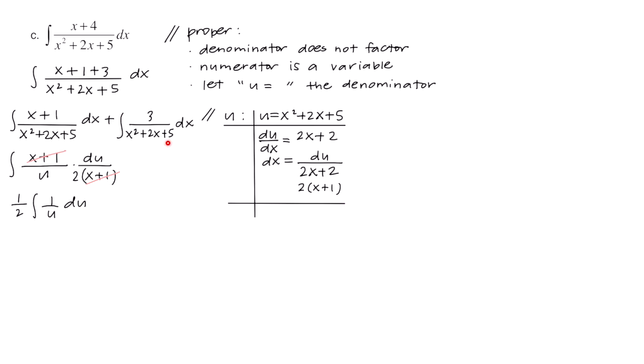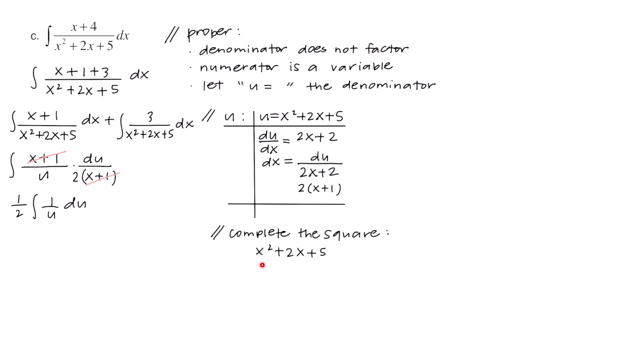Then we have this side of the problem. It's a proper rational function. The denominator does not factor, but the numerator is a constant. And when that's the case, according to the flow chart, we're going to use completing the square. So we're going to complete the square on this denominator. When completing the square, the a value in front of the x squared needs to be a 1, and it is, so we're good there.